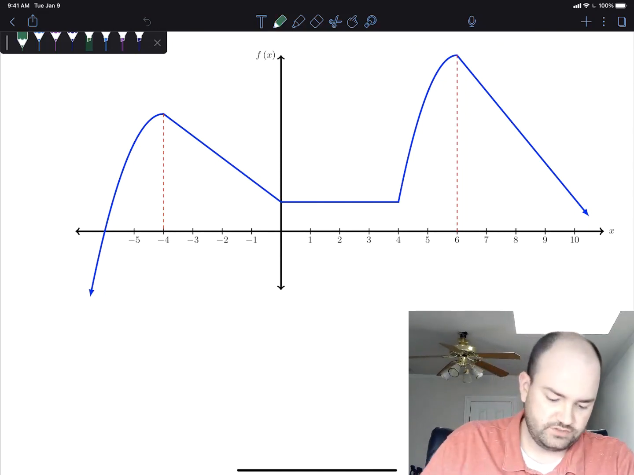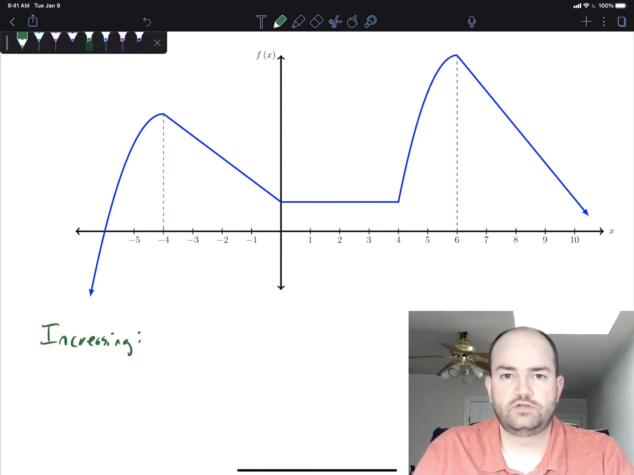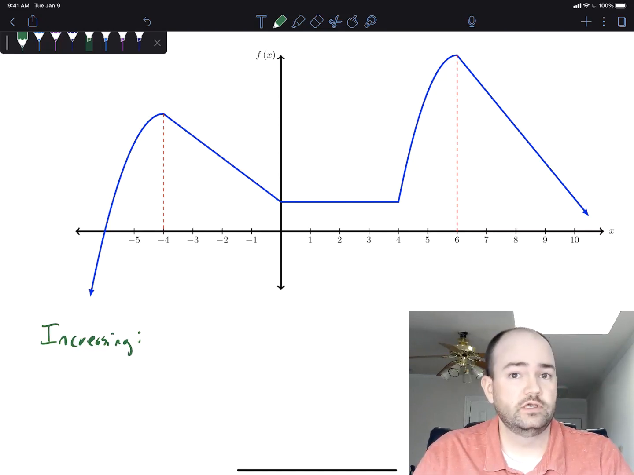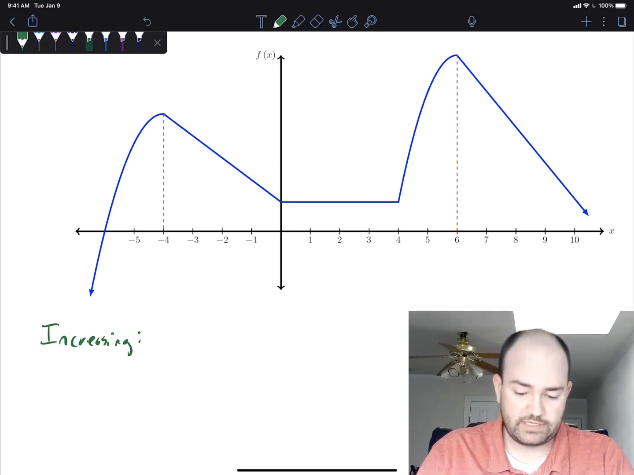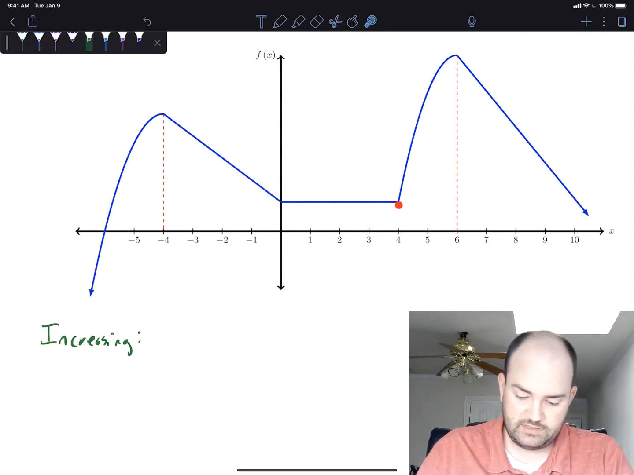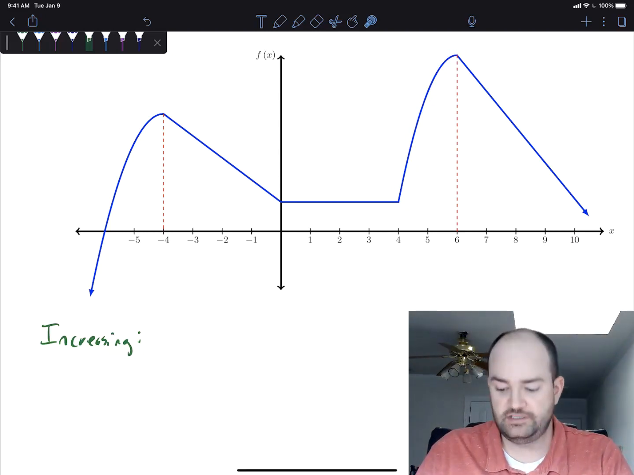So this function is increasing on the following. And when we're talking about this, we generally just include the x-axis instead of the y-axis. The y-axis tells us what it's doing. The x-axis is where it's doing it. Okay, so if you notice, to the left of -4, this function is increasing. And then between 4 and 6, the function is increasing.